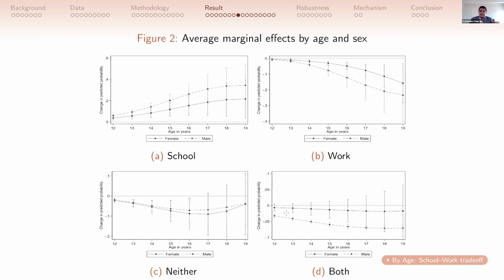I've also divided my results by male and female sample. The dotted lines are for the male sample and the solid lines are for the female sample. Again, the results are greater in magnitude for male samples compared to female samples, and also the magnitudes are greater as you move towards older adolescents. So there is an increase in school attendance and a decrease in work. Neither is decreasing until 16, and then it becomes insignificant. And for doing both activities, there is a slight decrease for the male sample, but no significant difference for the female sample.